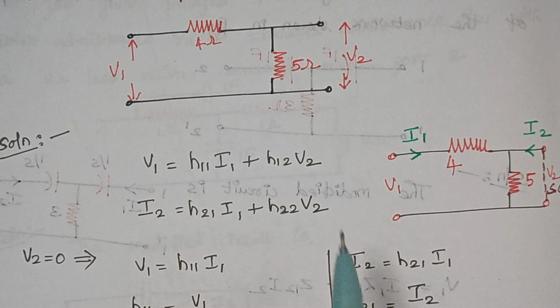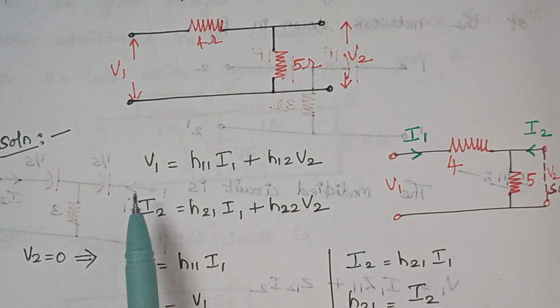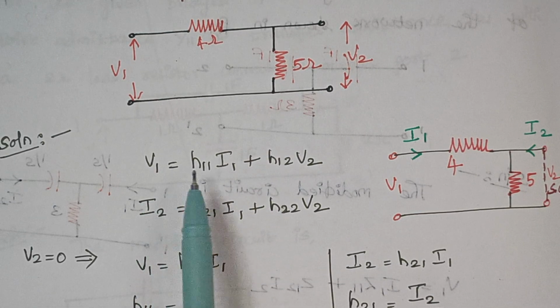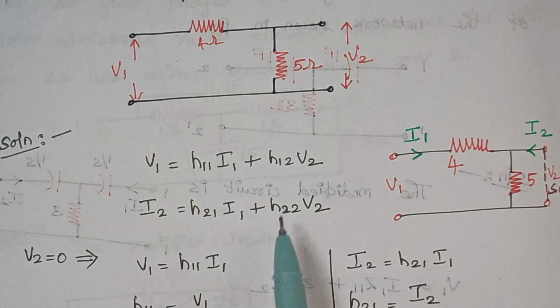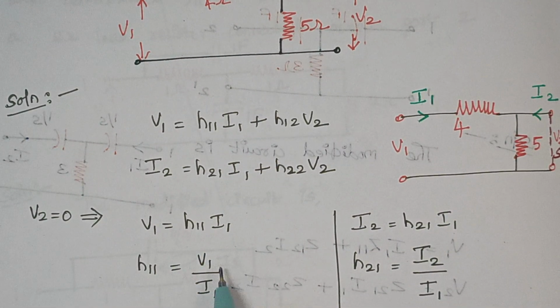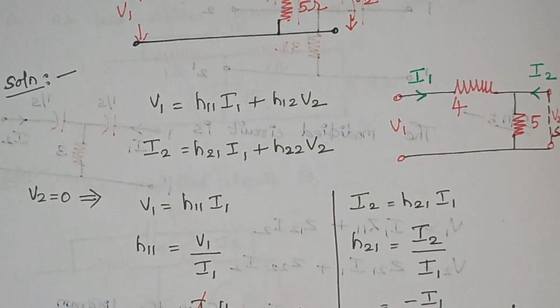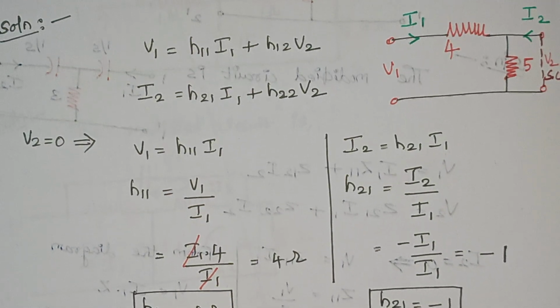When V2 is made 0, what about the remaining terms? Here we will have V1 is equal to H11 I1. So what is the value of H11? H11 is nothing but V1 by I1. In this equation, we are going to find the value of V1.